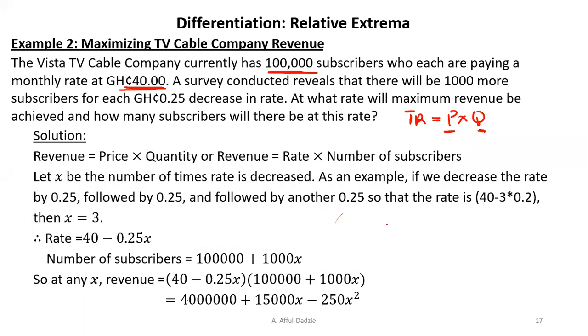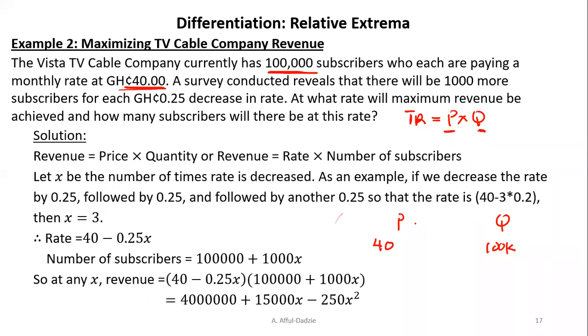Initially, let's have P and let's have Q. So guys, let's look at it like this. The monthly rate is 40, okay? And then the quantity we have, let's say 100,000 people. So let me use 100K. So this is the initial information we have.